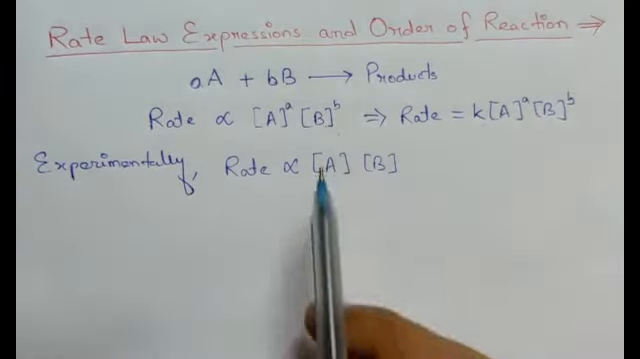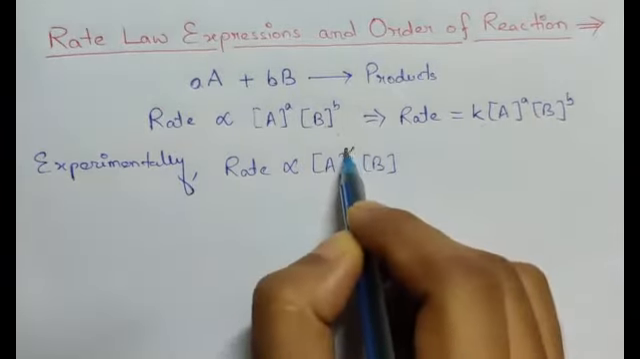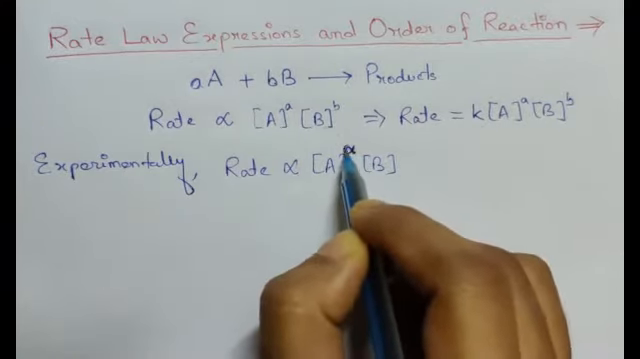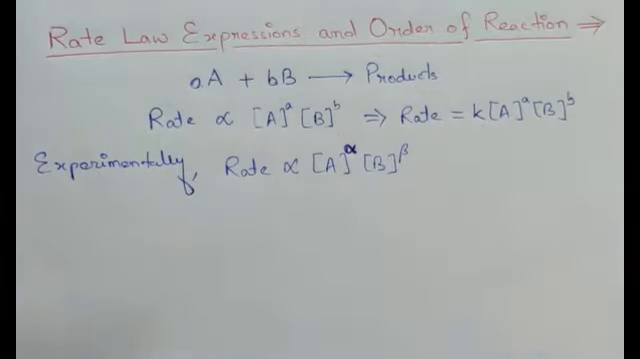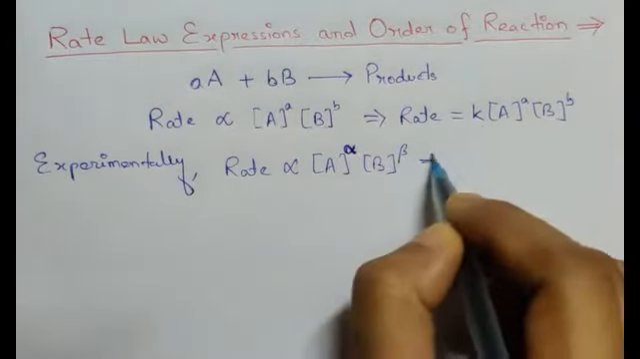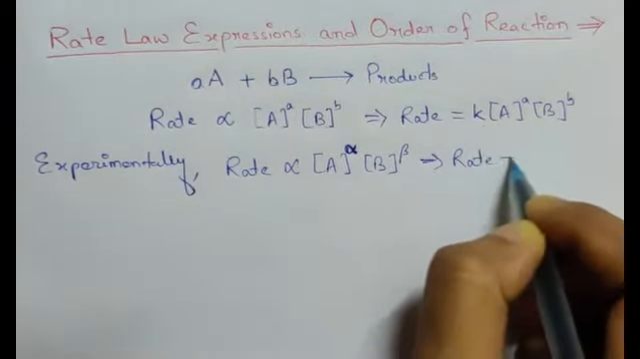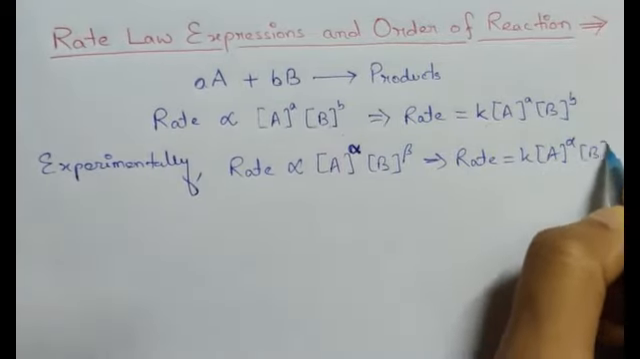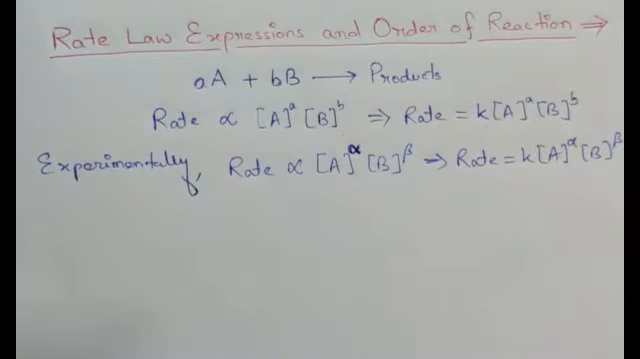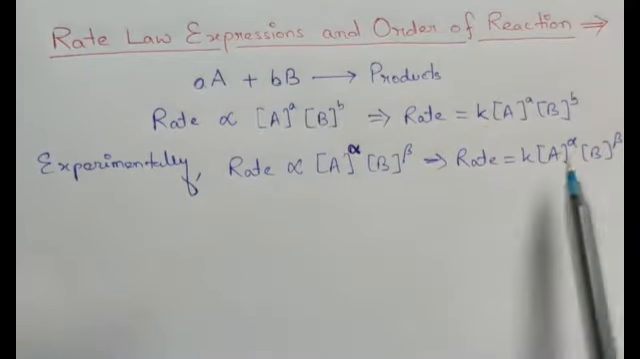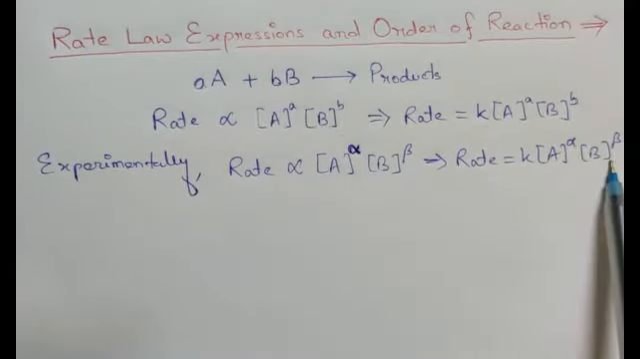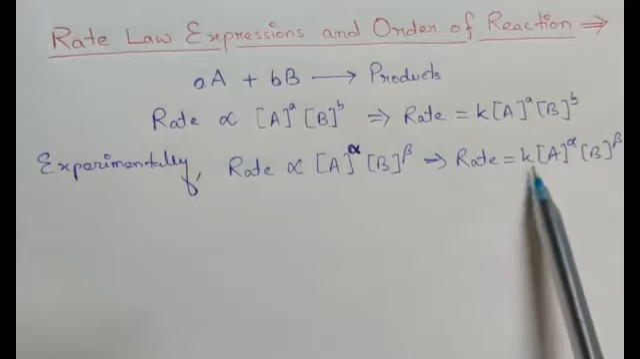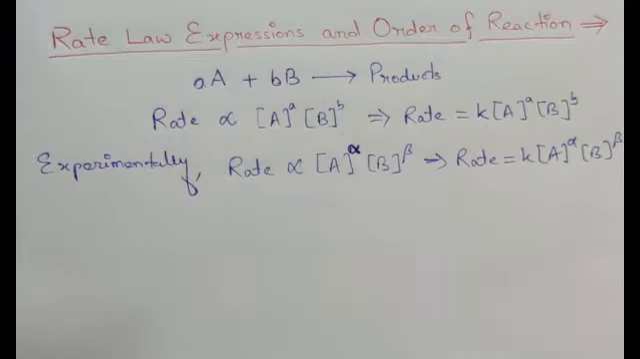As this was a theoretical one, we will write alpha for A and beta for B. Now for the rate constant, it will turn like this. Okay, so here these [A] and [B] are the molar concentrations of A and B, and this k is the constant called the rate constant.